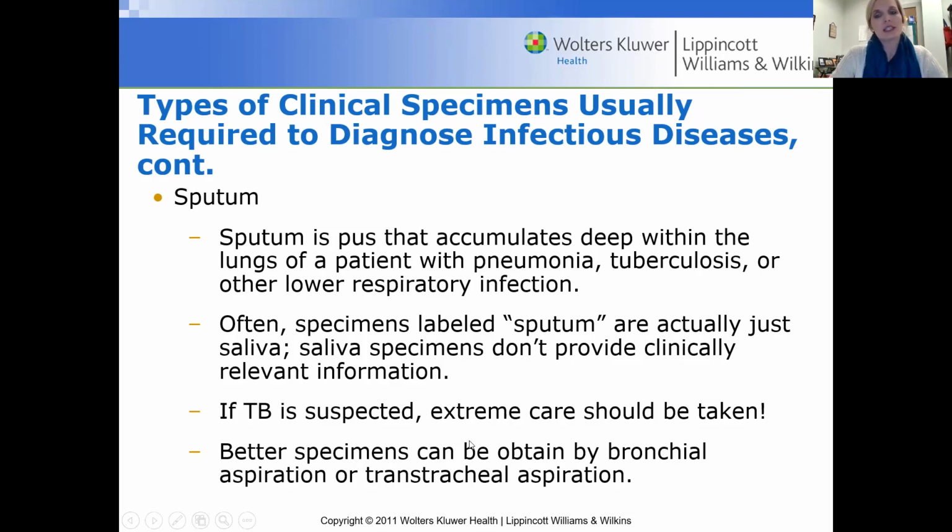If TB is suspected, extreme care is going to be taken. Better specimens can be obtained through a bronchial aspiration or a transtracheal aspiration. But we want to try to get that, obviously, from that cough first.